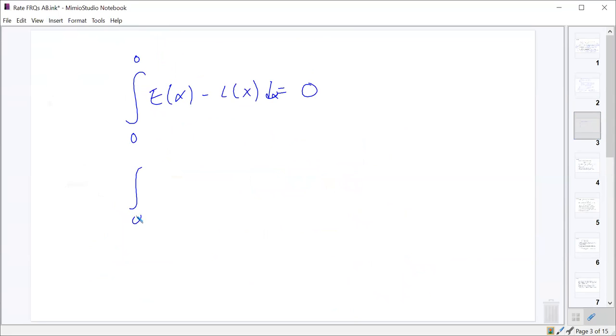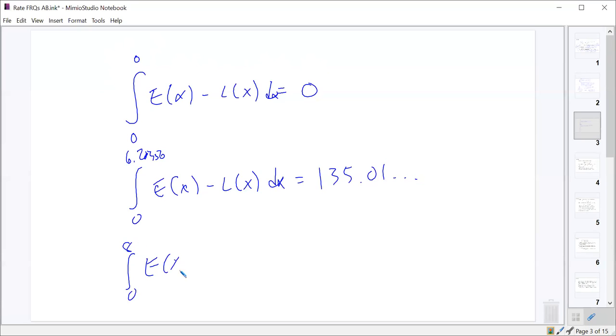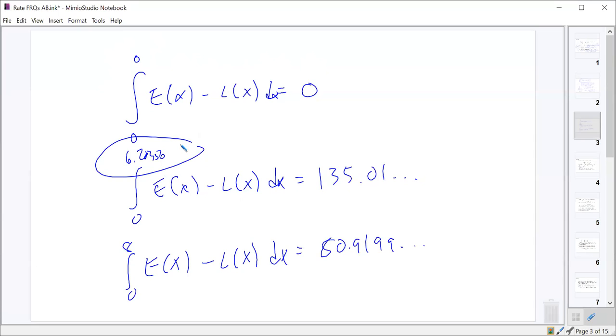We could also do the integral from 0 to 6.20356 of E of x minus L of x. And that comes out to be 135 point something. And then you would also do 0 to 8 of E of x minus L of x, and that comes out to be 80.91999, something like that. And so you'd see that the max, which could only occur at the endpoint or a critical value, must have been at this value, because that was the largest number we got when we plugged it into the function that represents the number of fish in the lake.